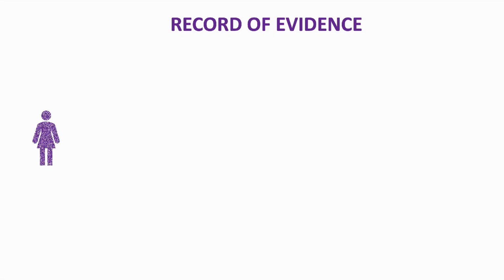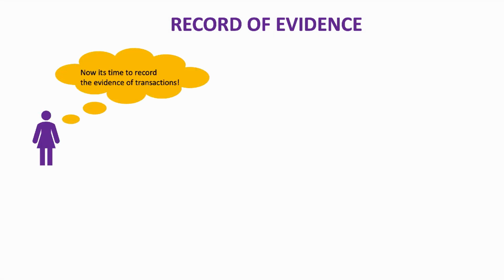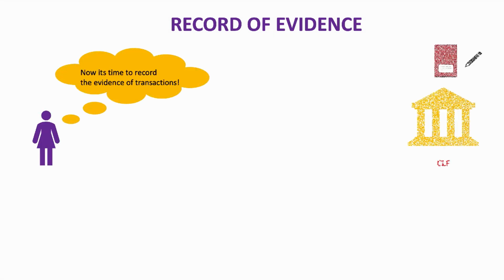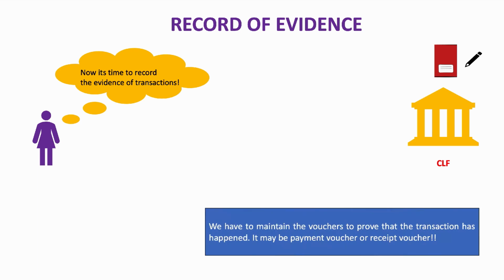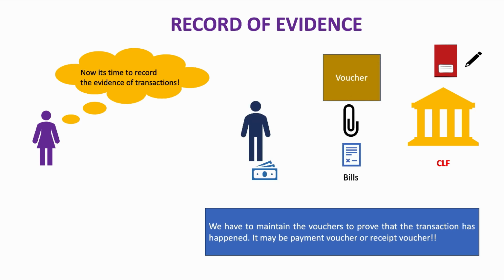Which brings us to the next topic, which is the record of evidence. Why is record of evidence required? Because that is the proof that this transaction has actually taken place. We have to maintain vouchers to prove that the transaction has happened, and vouchers could be of two types. In case it's a payment, then it will be a payment voucher. In case it's a receipt, then it's going to be a receipt voucher.